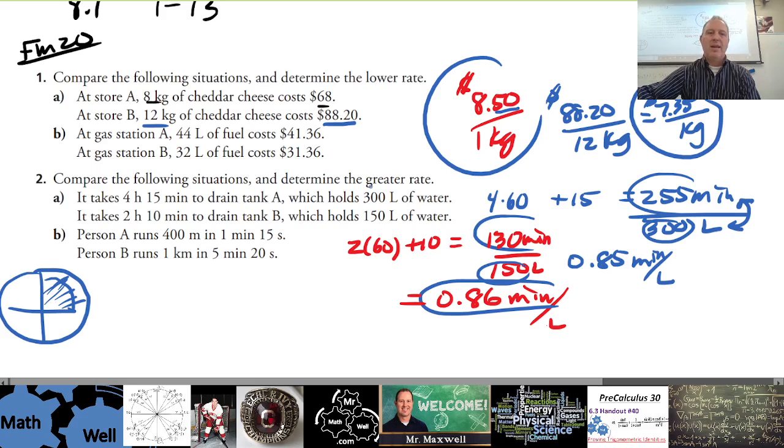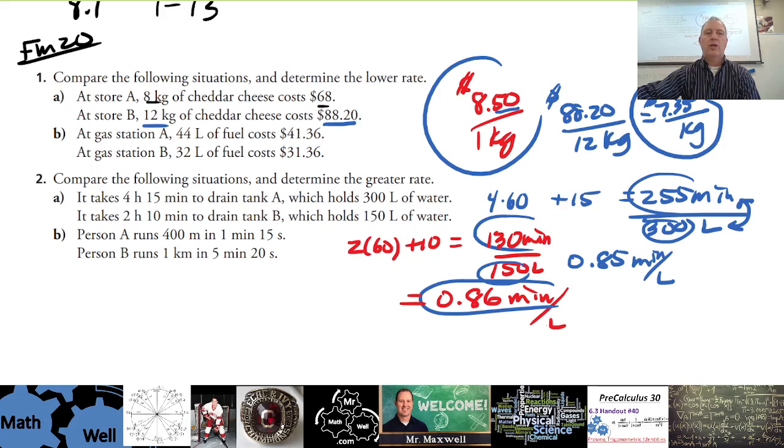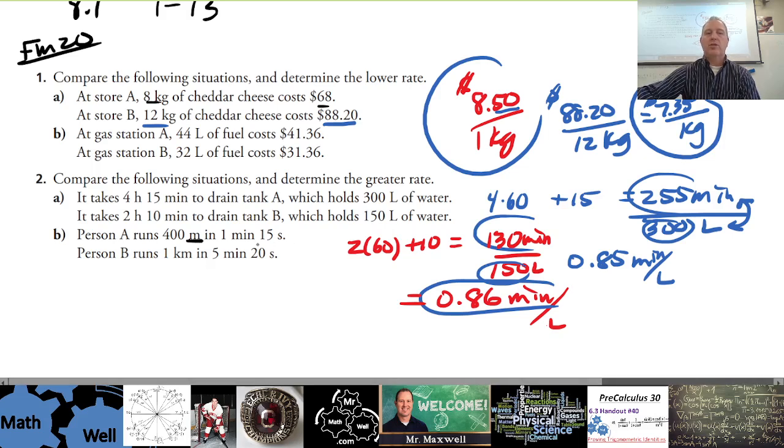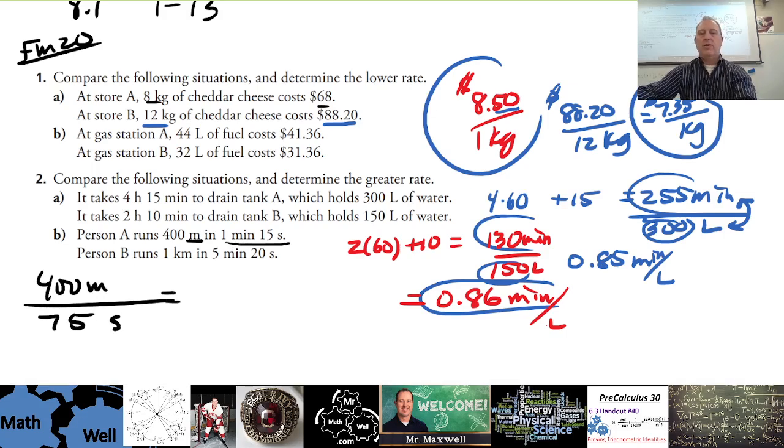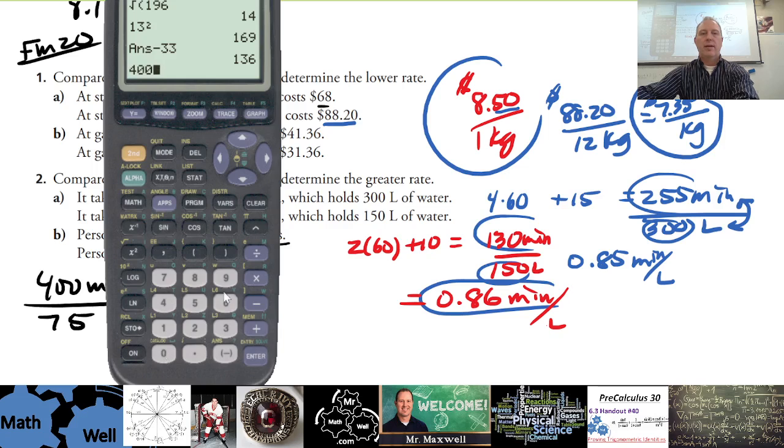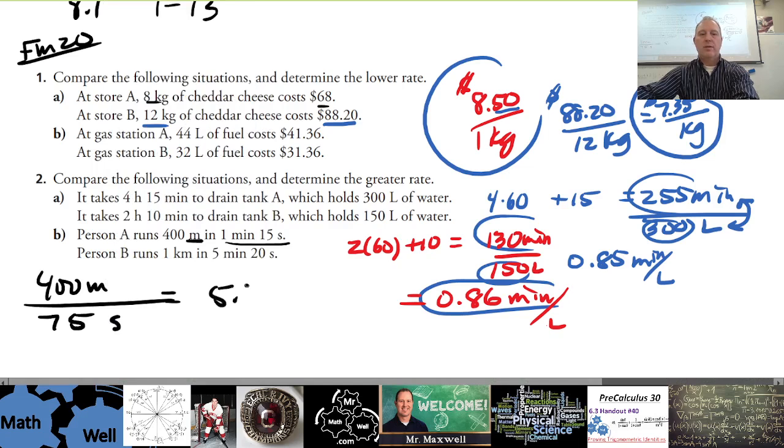That's fine. Now, this one, 2B, says person A runs 400 meters in 1 minute 15 seconds. So we're going to do meters per second because it's easy to convert minutes to seconds. So this is 400 meters divided by 1 minute, which is 60 seconds, so this is 75 seconds. So again, do that on your calculator. 400 divided by 75 is 5.333, and that's meters per second.